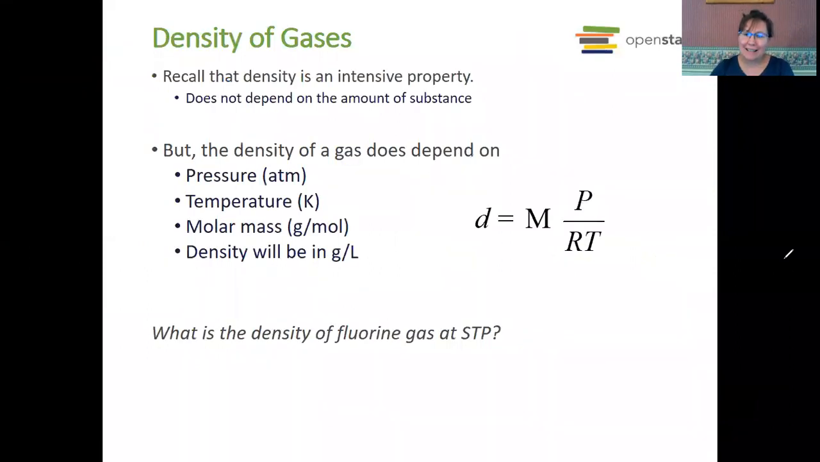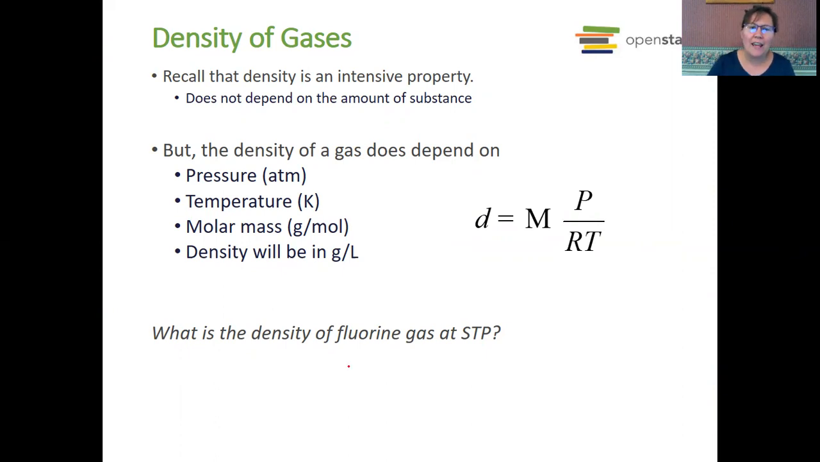Okay, now let's look at density of gases. Now, density of gases ends up being one of the few things that will change, okay? Because most things are based only on the number of particles or the number of moles that you have, not on which gas you have. Like, it doesn't matter if you have hydrogen or helium. The volume is still based on the number of moles, even though they're different sizes.